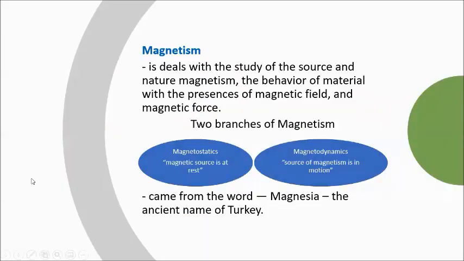So let us define magnetism. Magnetism deals with the study of the source and nature of magnetism, the behavior of material with the presence of magnetic field and magnetic force. So this is a property of material due to unbalanced spin of electrons in an atom. If you recall the one topic of chemistry 1, about electron distribution, there is a topic of magnetic property of an element of an atom.